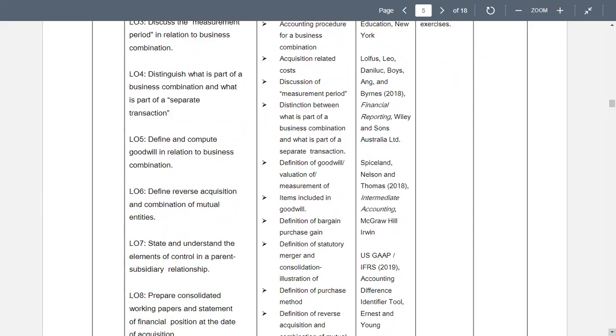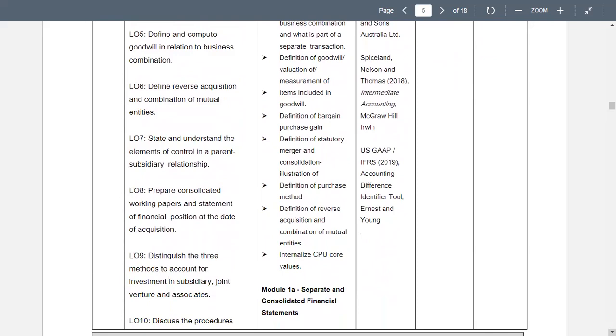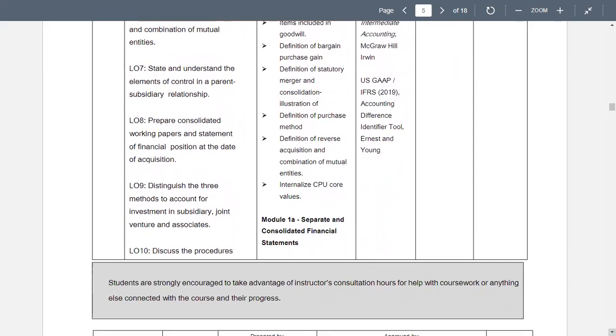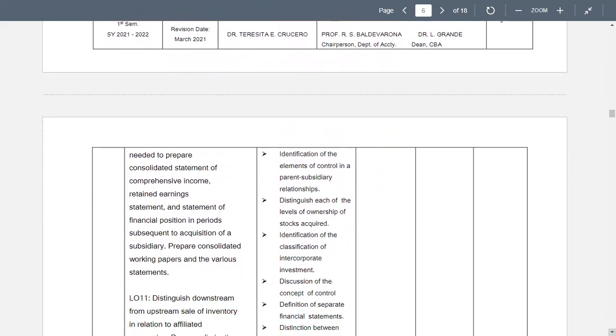6. Define reverse acquisition and combination of mutual entities. 7. State and understand the elements of control in a parent-subsidiary relationship. Prepare consolidated working papers and statement of financial position at the date of acquisition. Distinguish the three methods to account for investment in subsidiary, joint venture, and associates. Discuss the procedures needed to prepare consolidated statement of comprehensive income, retained earnings statement, and statement of financial position in period subsequent to acquisition of a subsidiary.